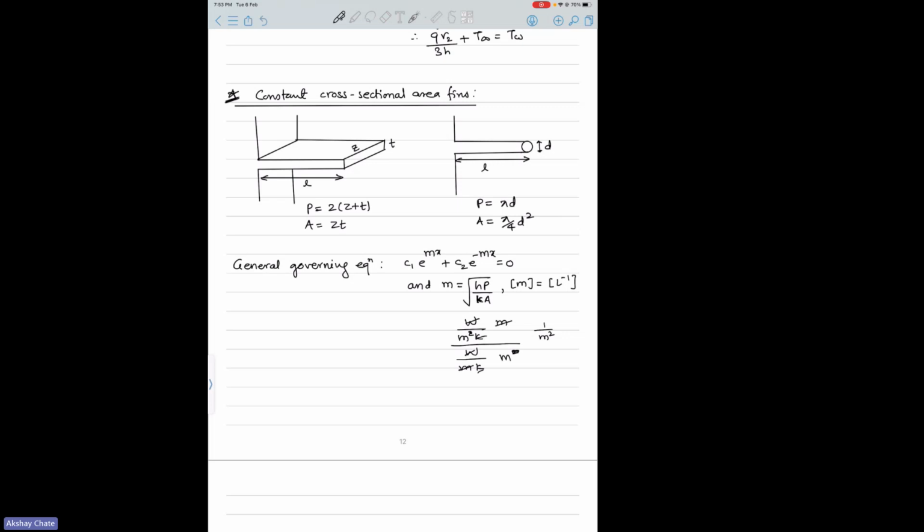In that case, this becomes e to the power mx. No, it should be 1 by meter only, because typically it is 1 by mL, right? So efficiency is 1 by mL. So yeah, it should be 1 by meter only. I'm getting confused, but it should be length power minus 1 only. Otherwise, it won't be dimensionally correct, no?